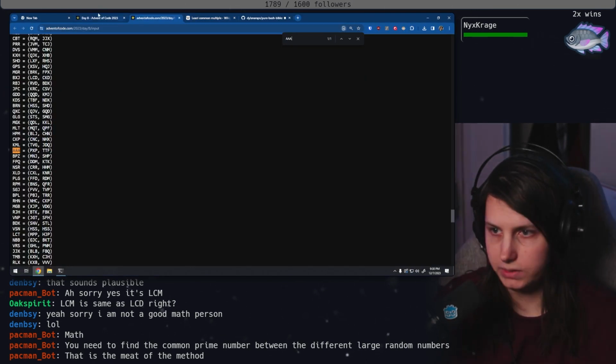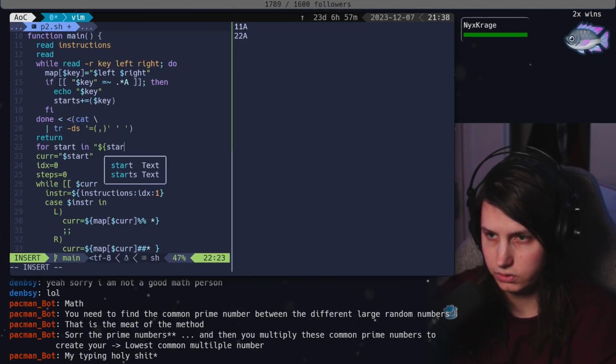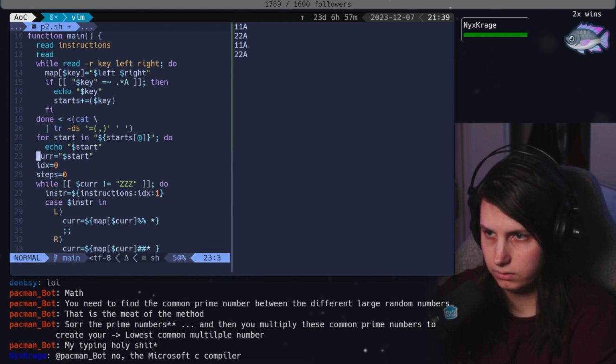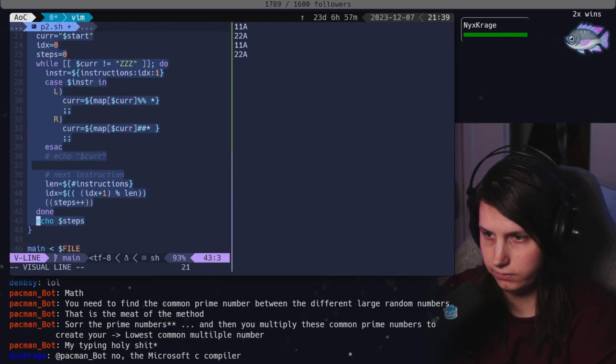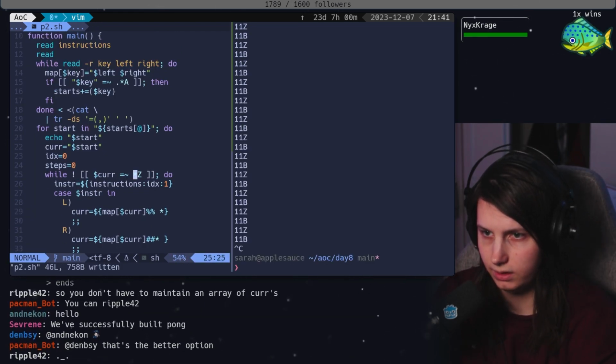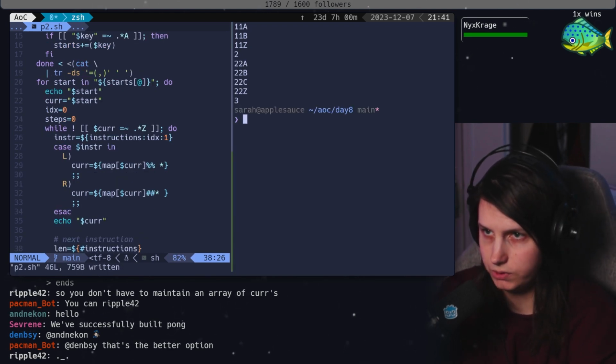Let's get that new example. For start in starts, do, done, echo start. Yeah, that's how you do that. So we just indent all of this. Can we say not z? Oh, dot star z. Okay, we conclude. We get our two numbers.